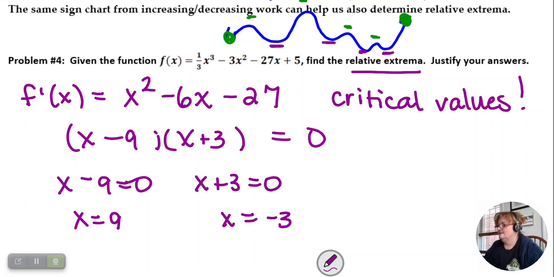X equals negative 3 is a critical value. So those are the transition points, theoretically, between increasing and decreasing, which means they are theoretically possible minimums and maximums. Local minimums, local maximums, local extrema.